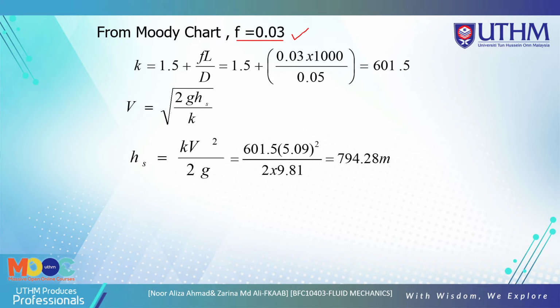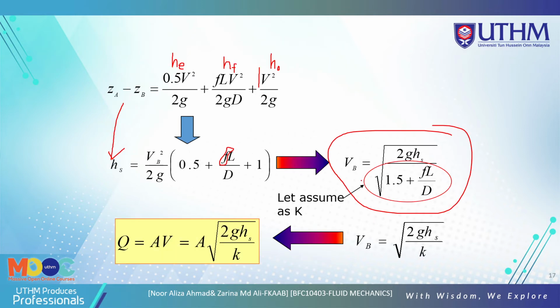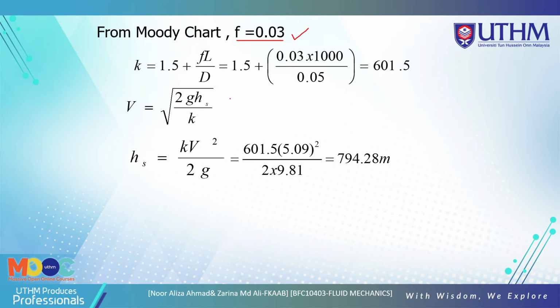After you get the F, you use the K here. The value of K is 1.5 plus FL over D. You just put in the F, the L and the D here, so you get the value of K is 601.5. Then just put in the V here, so the V is equal to the square root of 2GHS over K. So you want to find the HS.